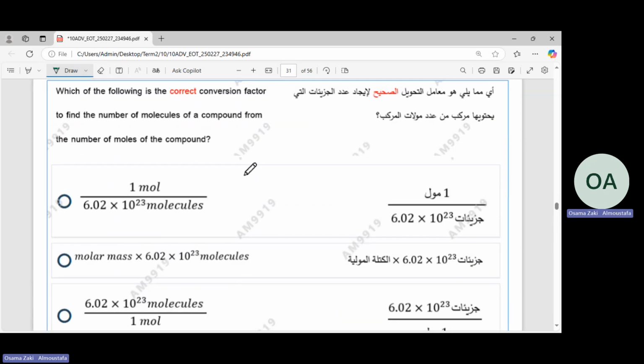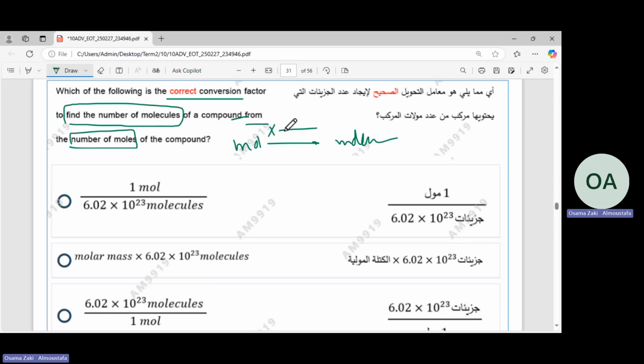Next question. What is the correct conversion factor to find the number of molecules from the number of moles? So we have the moles because we have to find the number of molecules. So we have to convert from mole to molecules. How to convert from mole to molecules? Multiply by 6.02 times 10 to the power 23 over 1 mole. So this is the correct answer.